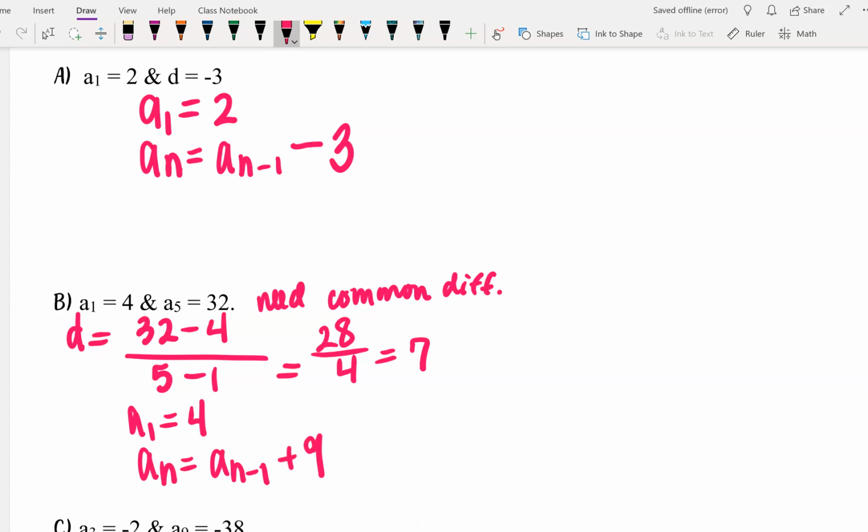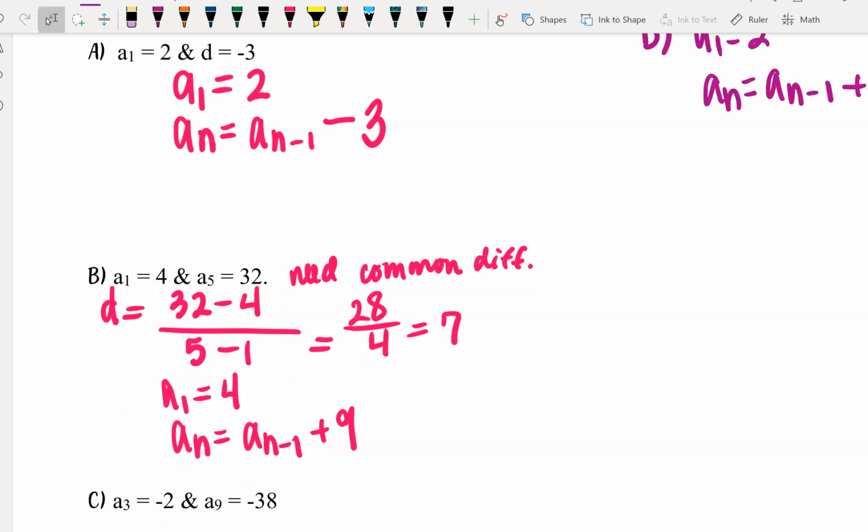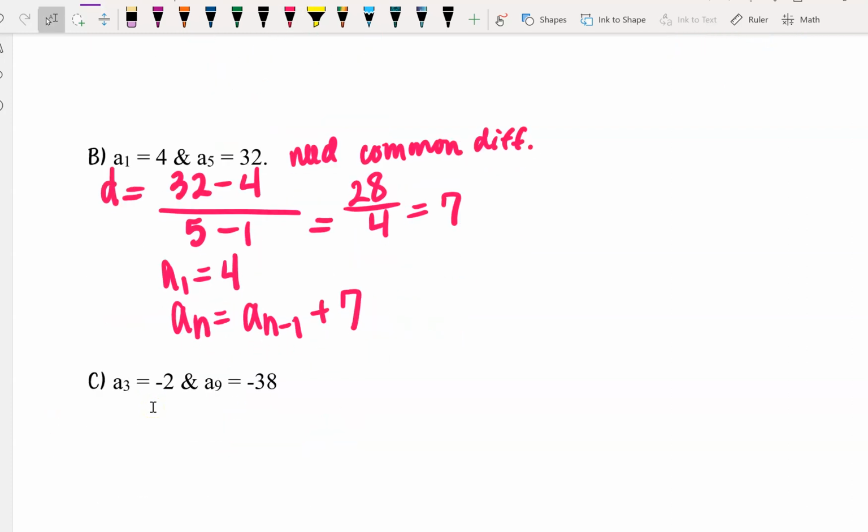So then when I write it in my recursive form, I have my first term equal to 4, a sub n equals my previous term, which we're not going to say what it is because we're just writing the formula, plus 9. Okay, so you have a couple examples of the types of problems you're going to see. All right, so when you find your common difference, which is not 9, it is 7. There we go. Make sure you have your first term and the correct common difference.